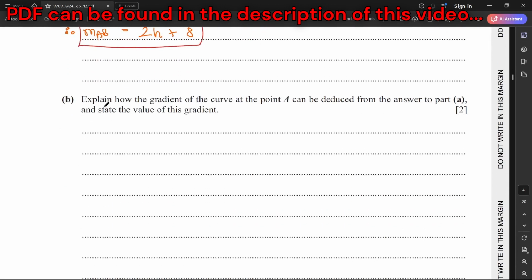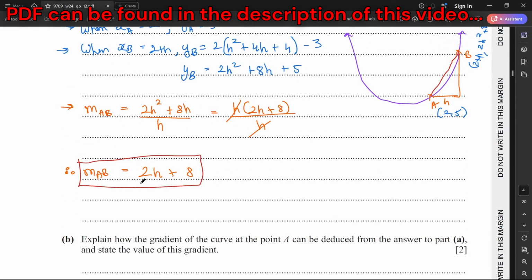Now for the next part, I explain how the gradient of the curve at point A can be deduced from the answer to part A, and then state the value of this gradient. So this is not the gradient of point A on the curve. This is the gradient of this chord AB, not this gradient. So how can we go from this chord to this tangent at point A? How can we go from this gradient of the chord to the gradient of this tangent at point A?